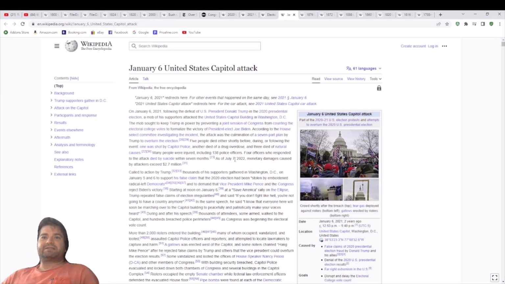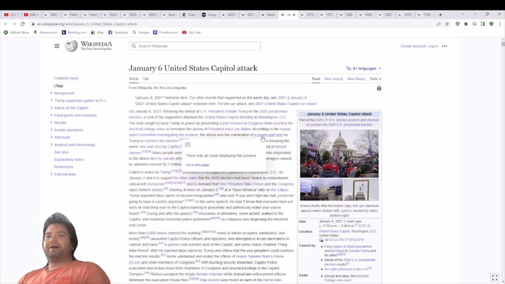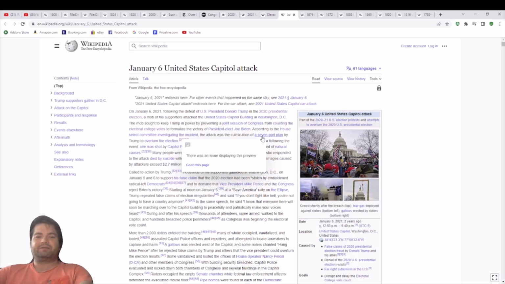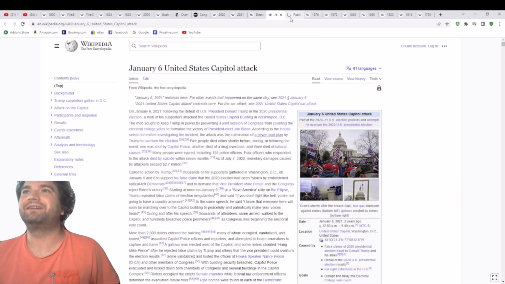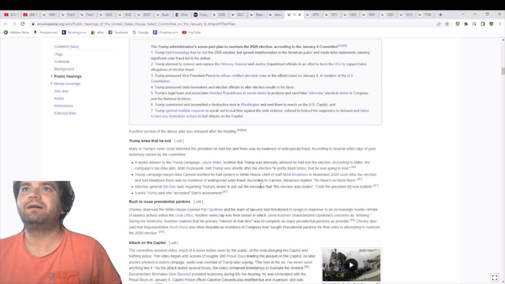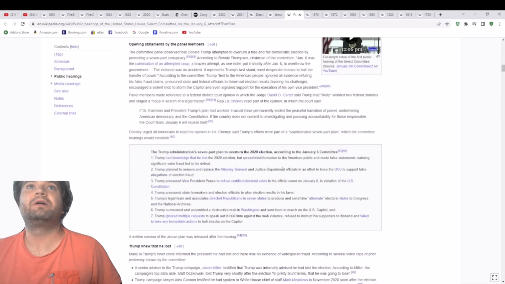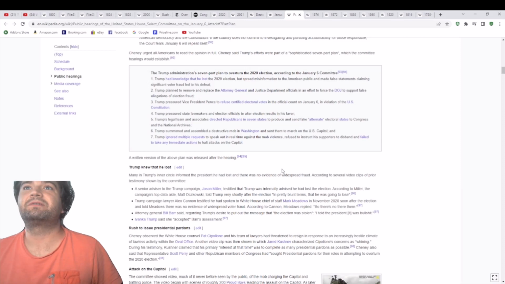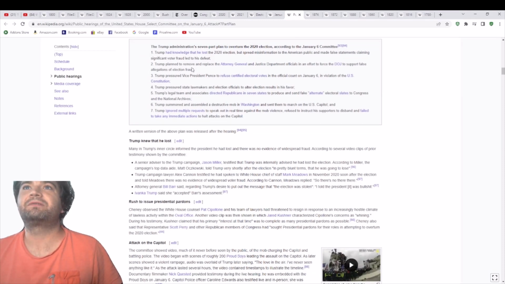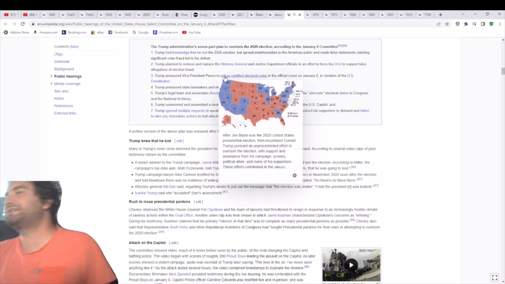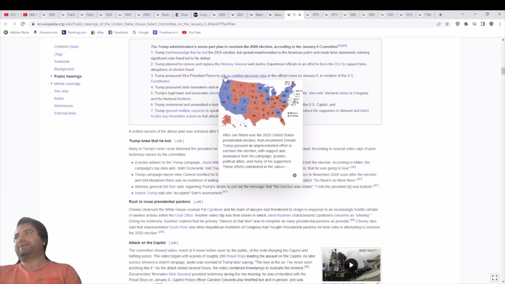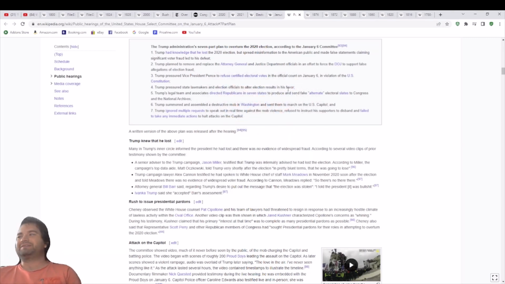The attack was a 7-part plan. I didn't read this part. So I say I prepared, I didn't read the whole articles. What's the 7-part plan? Oh, this is from the hearings. Trump had knowledge that he lost. Planned to remove Attorney General. Pressured Vice President. State lawmakers. Okay, well, I wouldn't call this a 7-part plan. I would say it's 7 things he tried. These parts aren't really dependent on other parts.